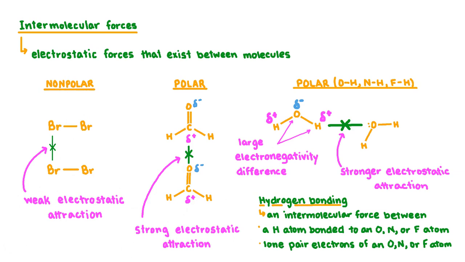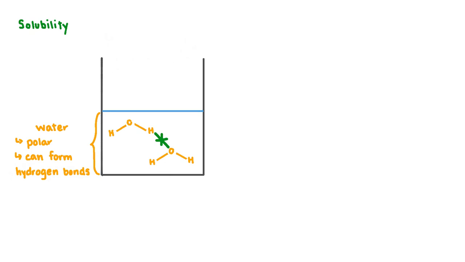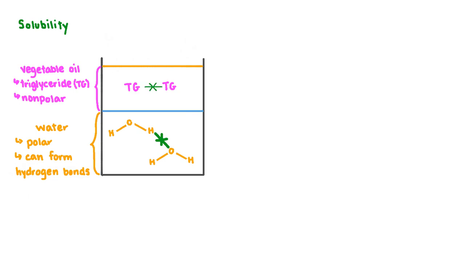With this understanding of intermolecular forces, let's return to the example of oil and rubbing alcohol mixing with water. We just learned that water molecules are polar and exhibit hydrogen bonding with other water molecules. Vegetable oil consists of triglycerides, which we will abbreviate as TG. Triglycerides are compounds that contain 3 ester groups with large hydrocarbon chains and are nonpolar. This means that triglycerides exhibit weak electrostatic forces with one another.